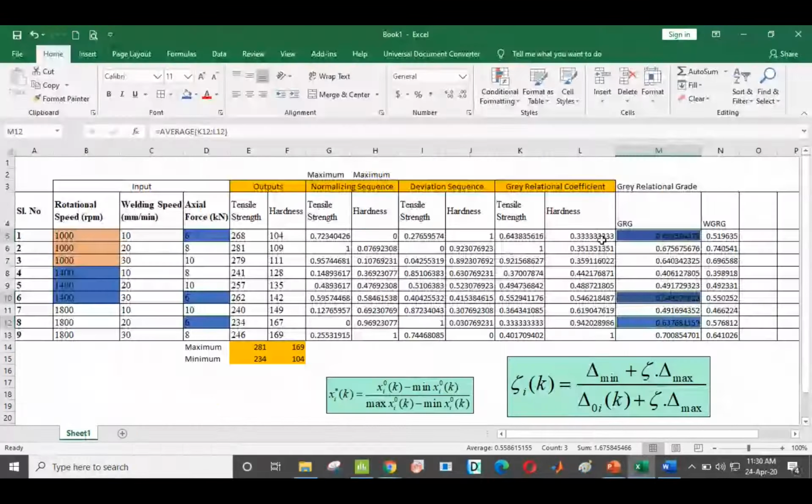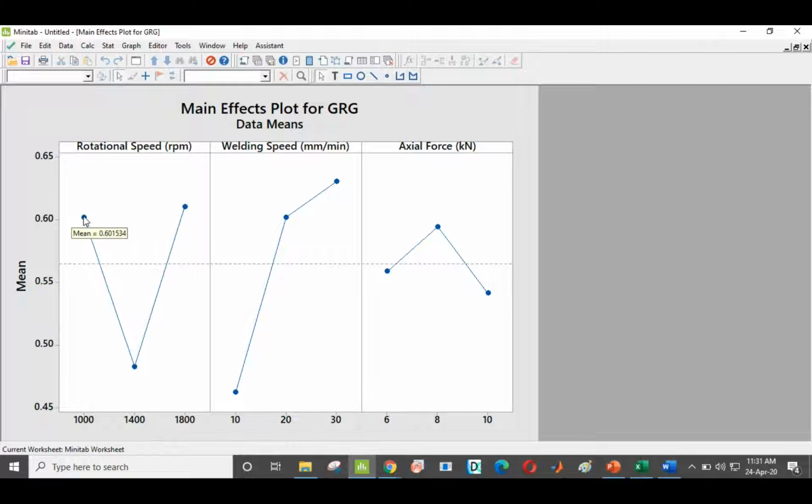So the response table is formulated by considering the level values and the corresponding relational grade. So don't get mixed up with this. Just point your cursor over that point and you will have that response table value. From this we can determine the response table value for level 1, level 2, and level 3. Just take a note of that and formulate the response table.